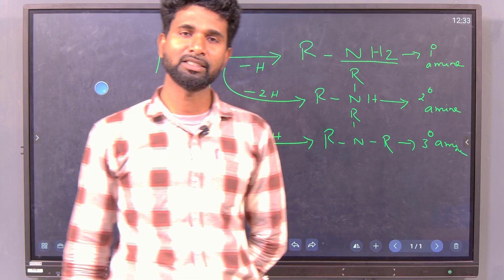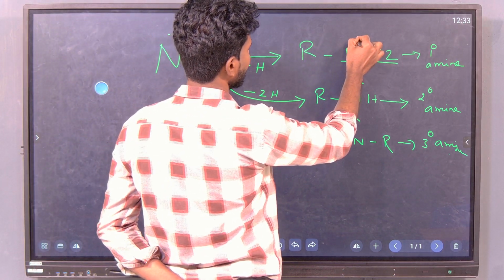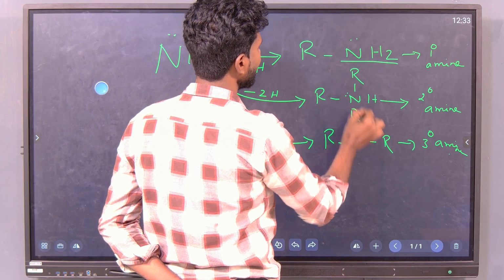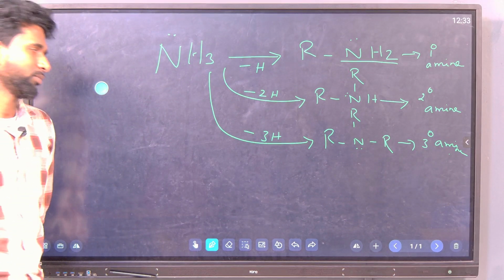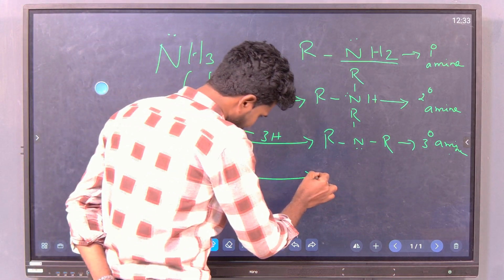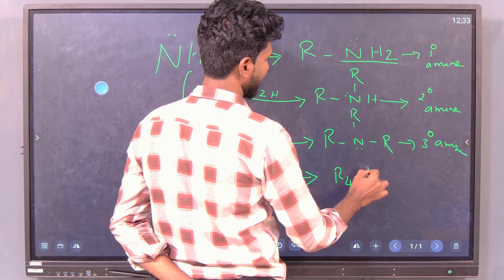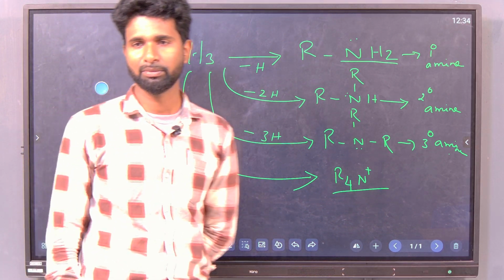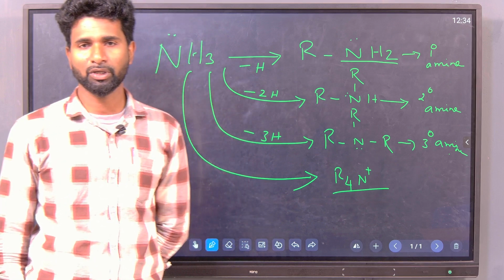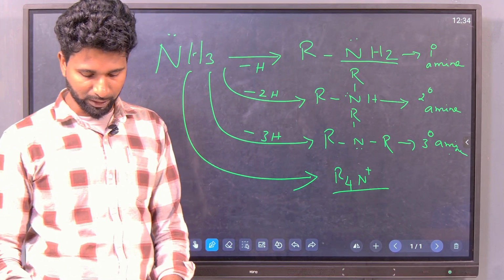Nitrogen contains a lone pair of electrons. What is a lone pair of electrons? The electrons that are not involved in any type of bond formation. So if the lone pair is used to bond a fourth group, it is called R4N plus, quaternary ammonium salt. These are the basic classification of amine groups. Usually amines are classified into two types, aliphatic and aromatic amines.